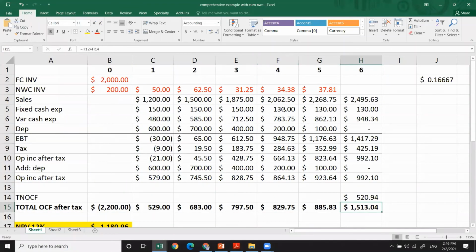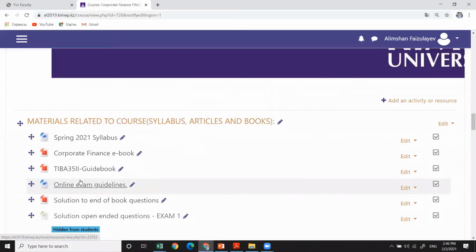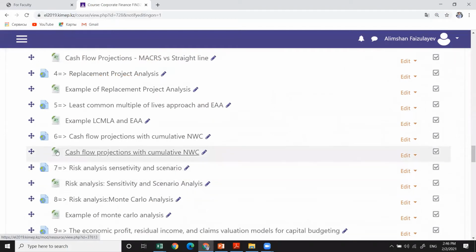You're welcome. And we estimate the NPV and IRR. These values are available on Moodle. Here, cash flow with projection of the weighted cumulative net working capital, with video. Today I'm going to upload the video here as well. Risk analysis and sensitivity and scenario analysis: today I'm going to go briefly through the risk analysis and sensitivity analysis, just how to estimate and what it means. But with examples and some cases, we will work on Thursday. So we're going to go with examples on Thursday.